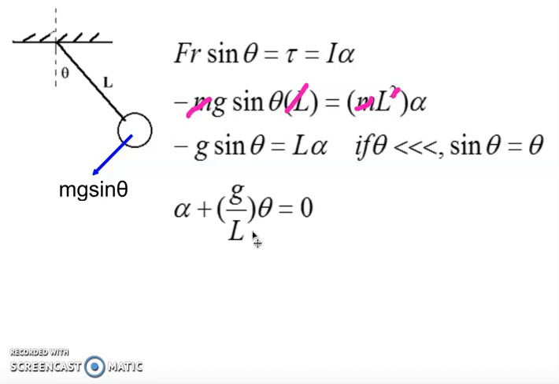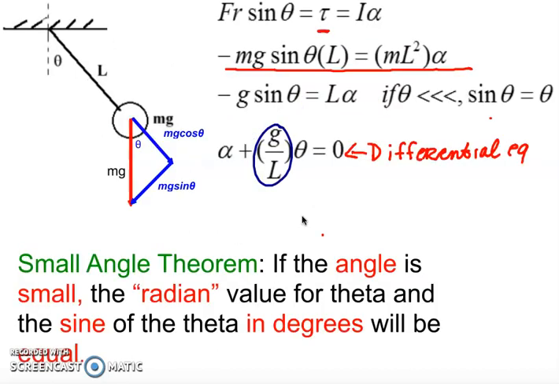And so we can actually say that if we rearrange, this is what we call a differential equation, where we have something that's an acceleration, plus something that's linear with a constant in front of it, equal to 0. You can see here the official small angle theorem: if the angle is small, the radian value for that angle and the sine of that angle will be almost identical. And that is why we'll be able to come up with our equation for the period of a simple pendulum that we're about to generate.